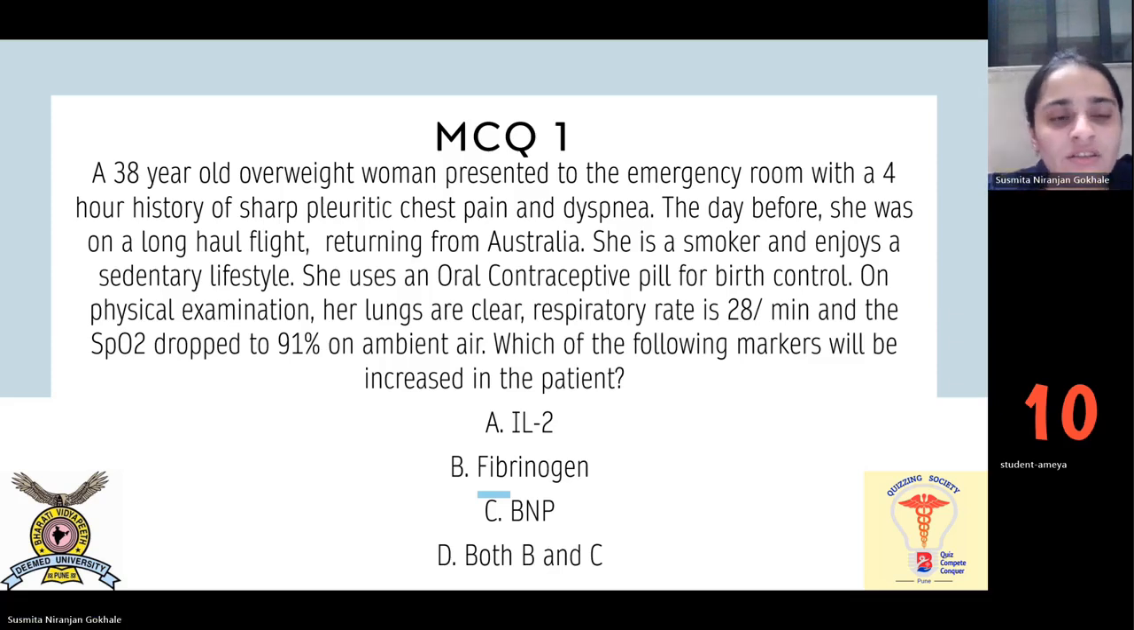In case of a pulmonary embolism, several markers can be elevated. Fibrinogen is an acute phase reactive protein. BNP is often elevated in heart failure, but it can also be increased in conditions that strain the heart, which include a pulmonary embolism. Given this, both fibrinogen and BNP can be elevated in a patient with pulmonary embolism. Thus, the correct answer will be both B and C.